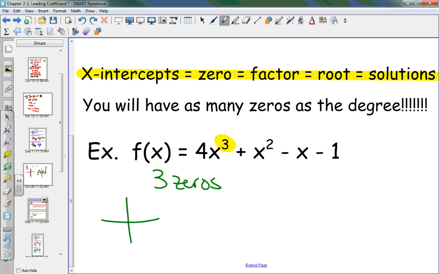Is it going to look like the one piece of spaghetti? Is it going to look like this one, the black graph? Which one is it going to look like? The green graph or the black graph? Why is it going to look like the black one?